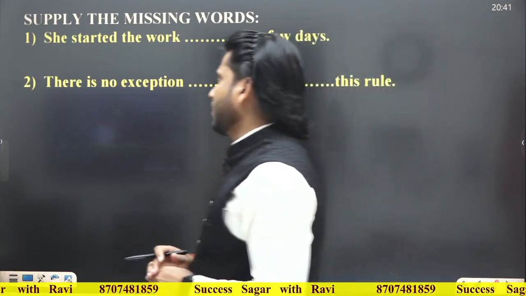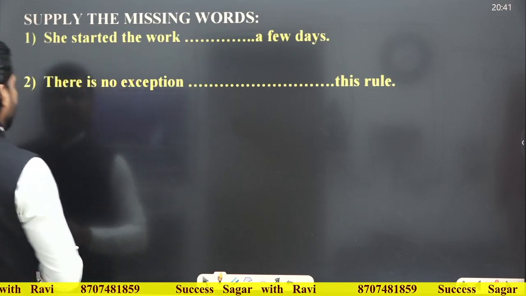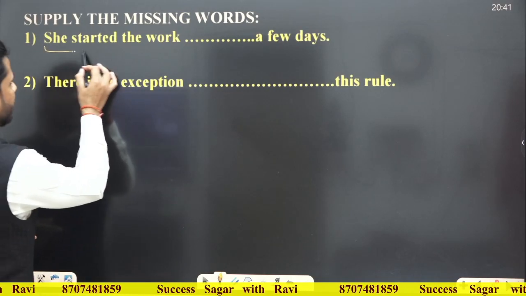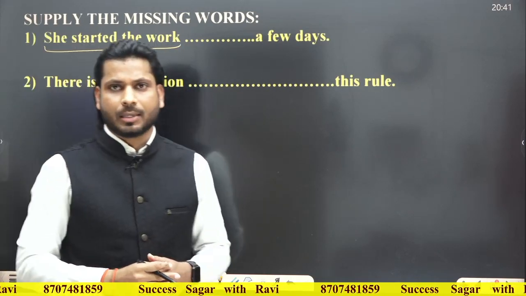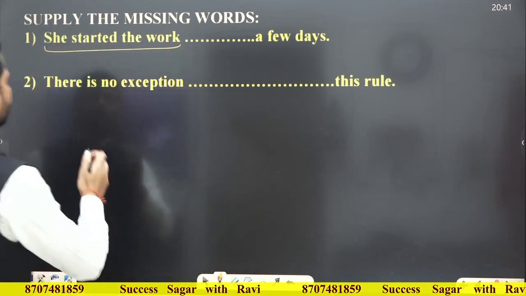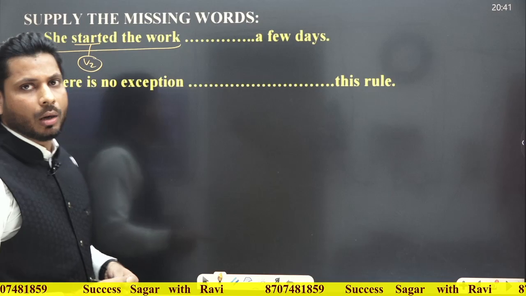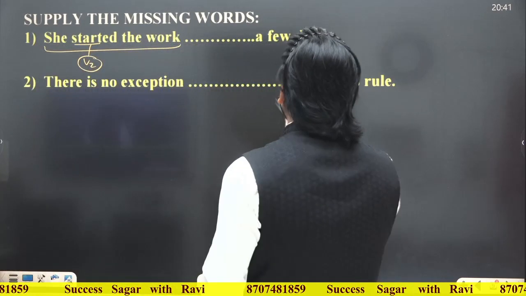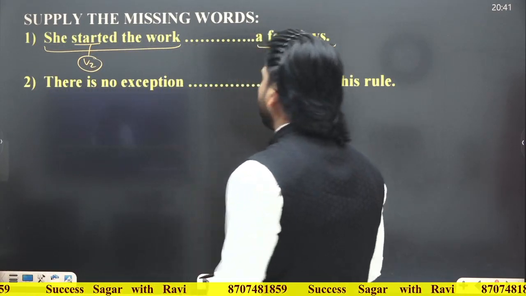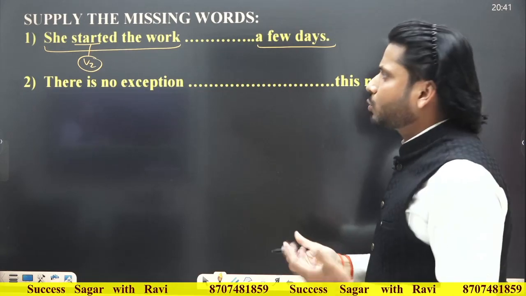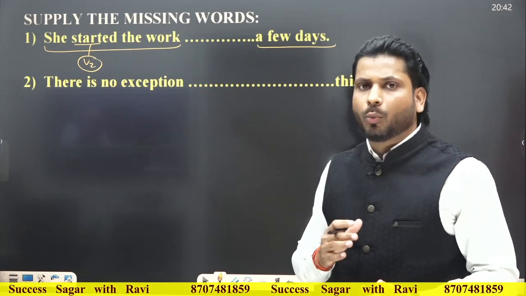Look at the sentence. Let us try to decipher the meaning of the given sentence. She started the work. The given sentence is written in past indefinite tense. How did I come to know? You can see over here the second form of the verb. She started the work a few days. This is the time. So you can ask one question: when did she start the work?